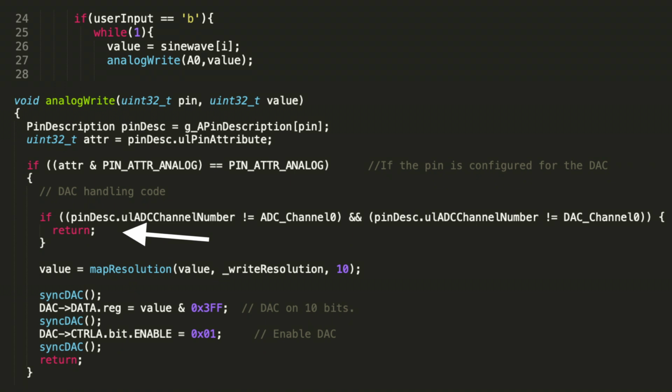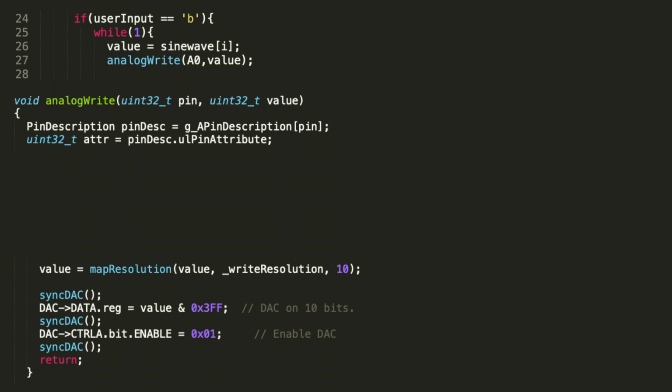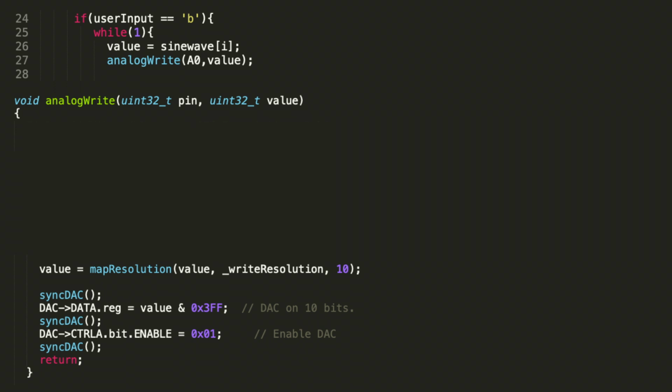This is one if statement that we don't necessarily need, because we know what our application is and we know that the pin is going to be configured properly because we don't want flexibility in terms of its functionality. We simply want it to be the digital to analog converter output channel. So that is one if statement that we can remove. And in fact, we can remove the two lines above it.